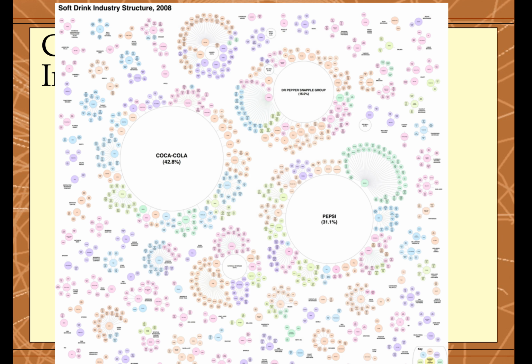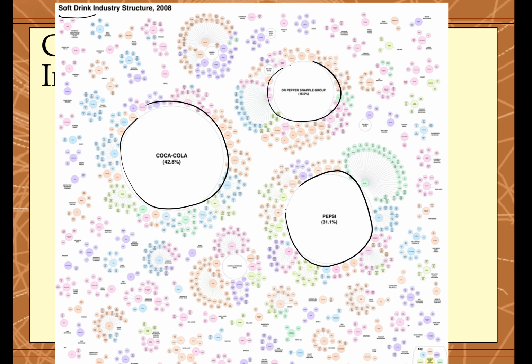Now I like this graphic. This is showing the soft drink industry. See, soft drink industry. And the size of these circles, you can see here, is the relative market share. So you can see Coca-Cola has 43% market share, followed by Pepsi. Then Dr. Pepper Snapple Group, that's roughly 15%. Now, all of these little teeny circles you see here are products that each company makes in this broadly defined industry.